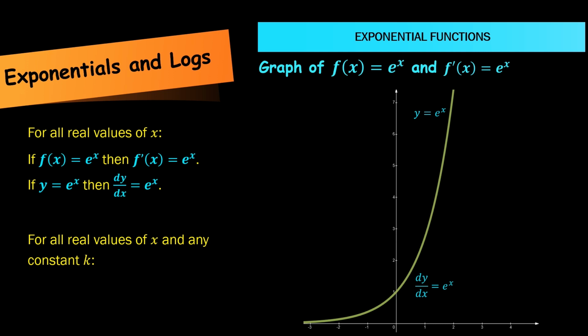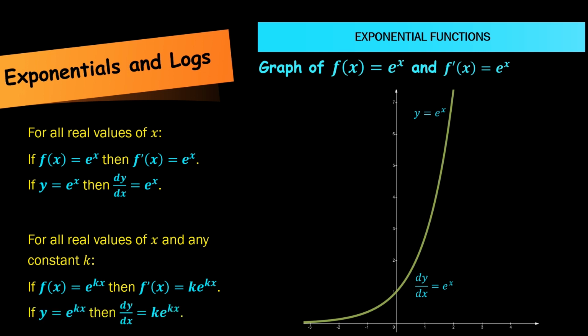And for all real values of x and any constant k, we have that if f of x equals e to the power kx, then f dash of x equals k times e to the power kx. And using the same notation as earlier, we have that if y equals e to the power kx, then dy dx equals k times e to the power kx.